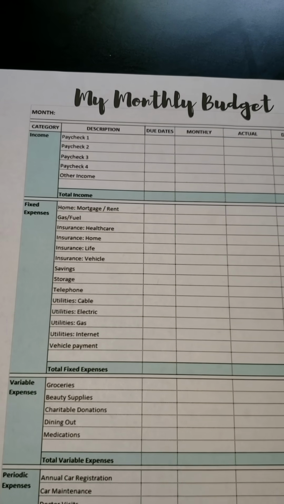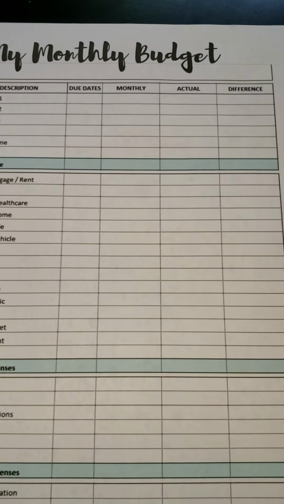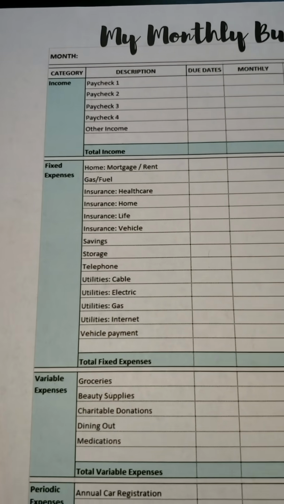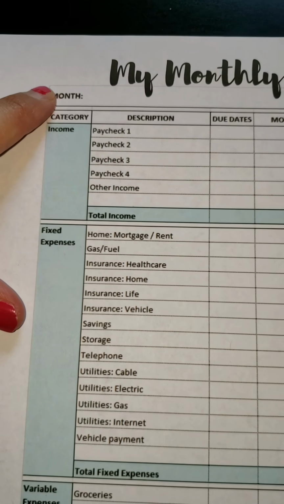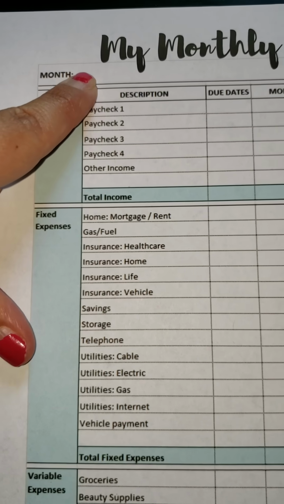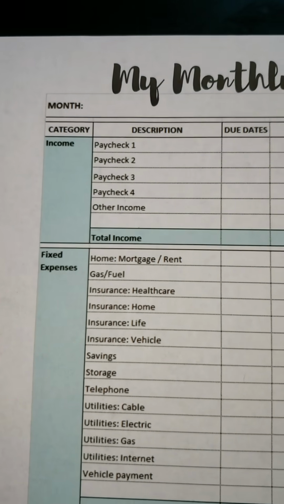Today I'm going to walk you through this free printable called My Monthly Budget. Here is an up close and personal look at my monthly budget printable. What you would do is write in the month that you're working in. So let's say it's the month of July 2019.